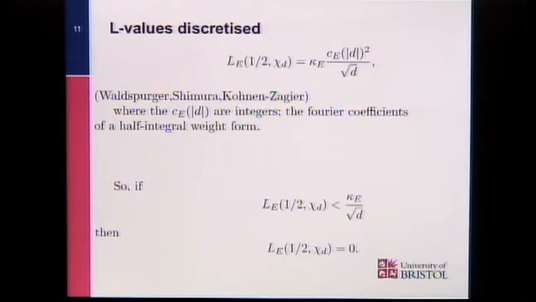Another way of saying this, which might be useful to what I say later, is that if the L function is less than this lowest non-zero value, kappa over root D, then it's 0. Not just another way of saying the same thing.